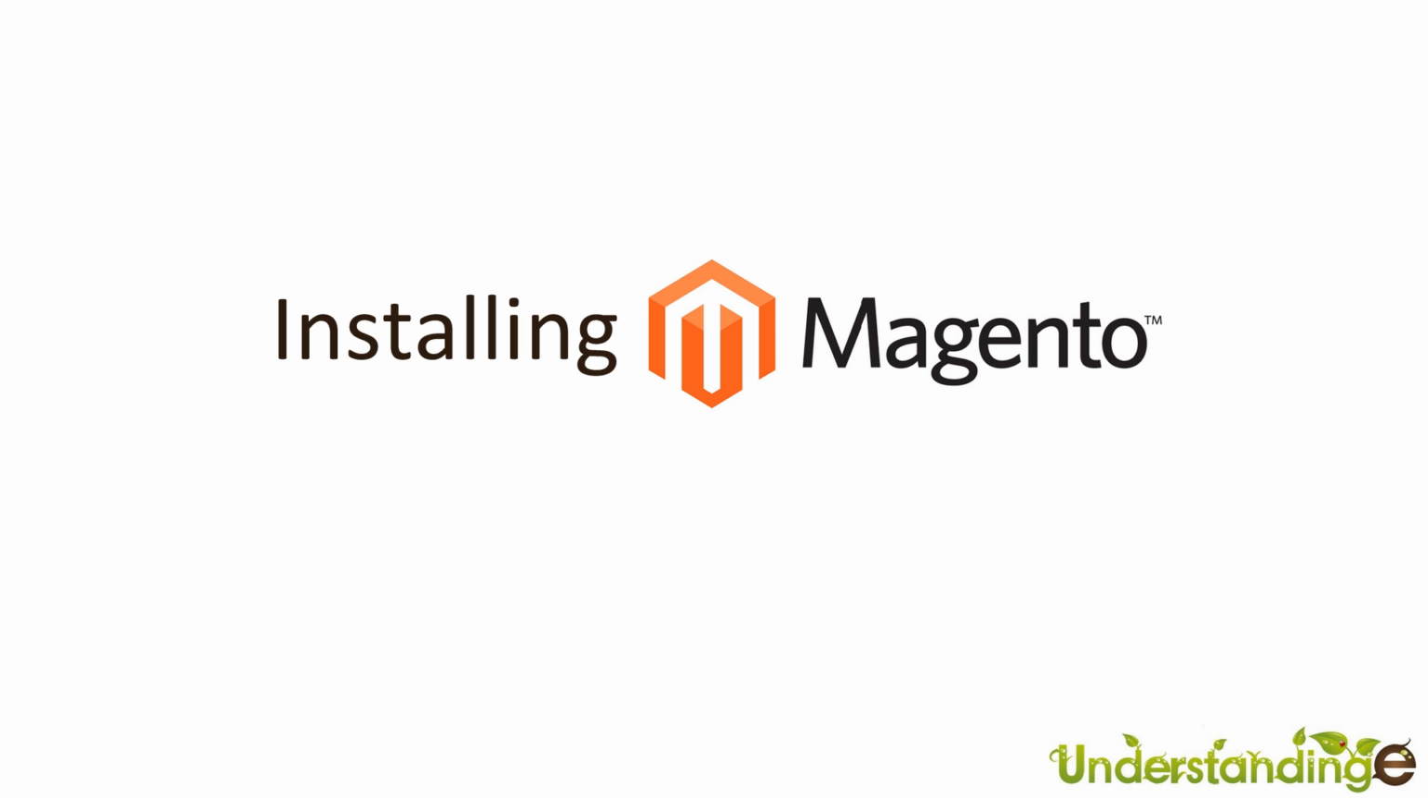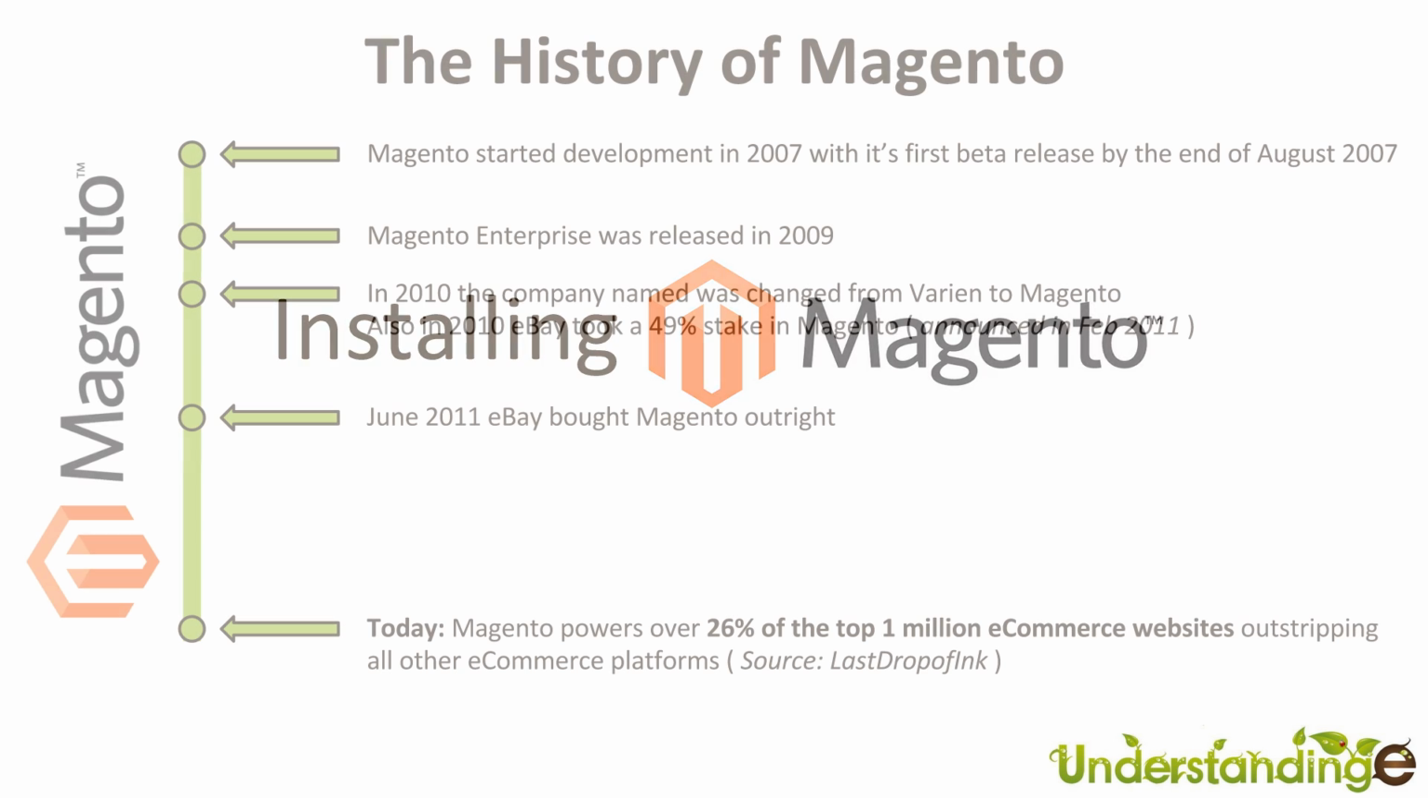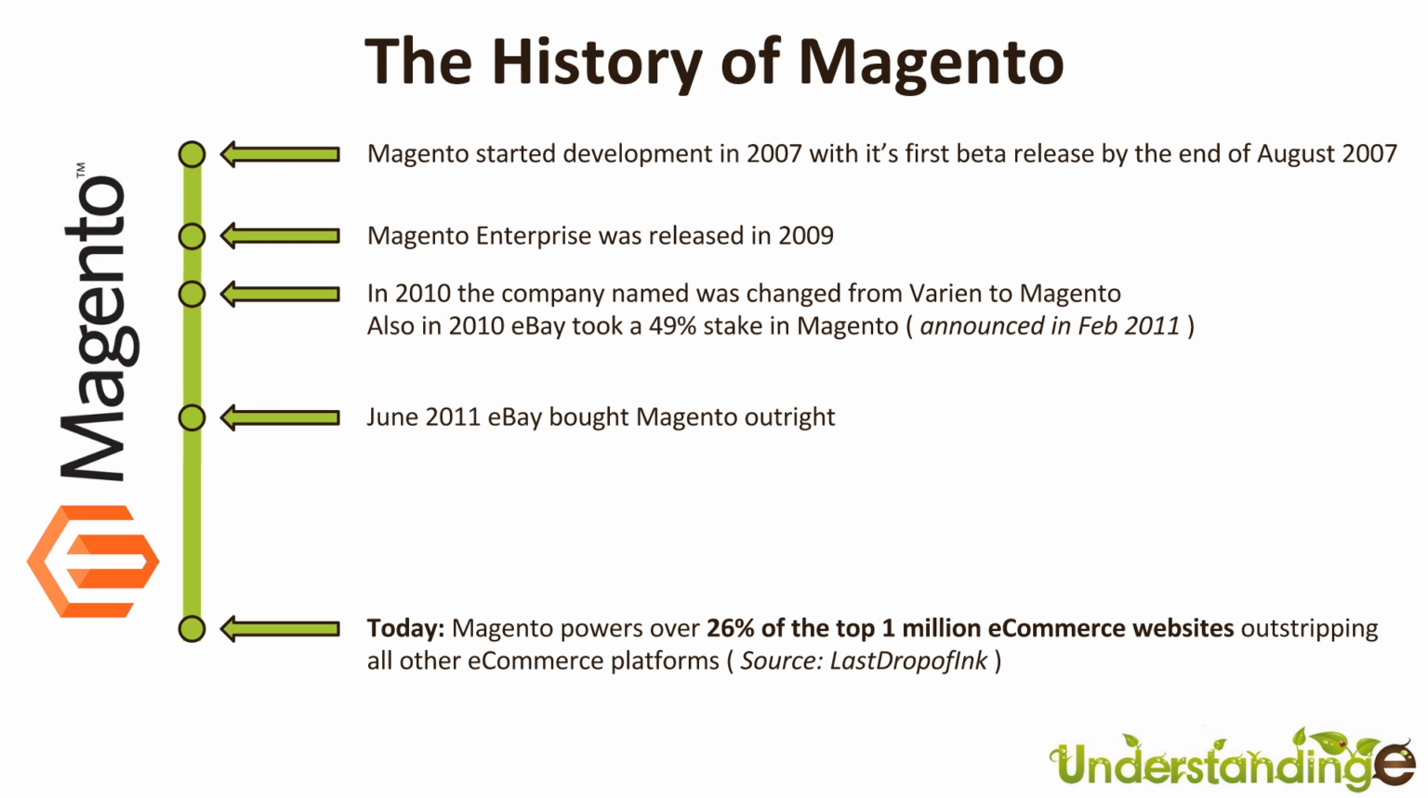Dave, while I'm sorting this out in the background, can you give us a quick brief overview or history of Magento while I'm getting these screens sorted out? Yeah, sure. Magento first started development as a website system platform, if you will, and it had its first beta release at the end of August in 2007.